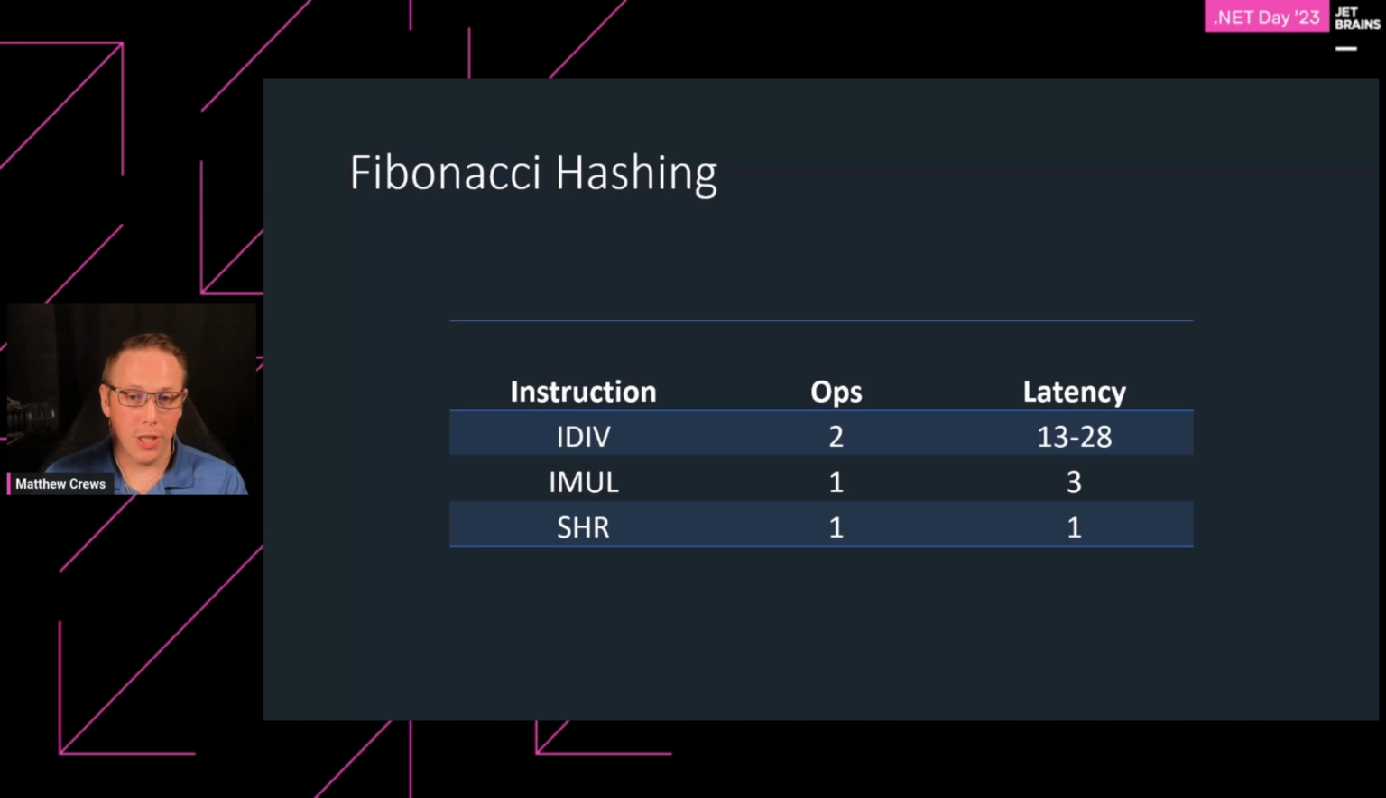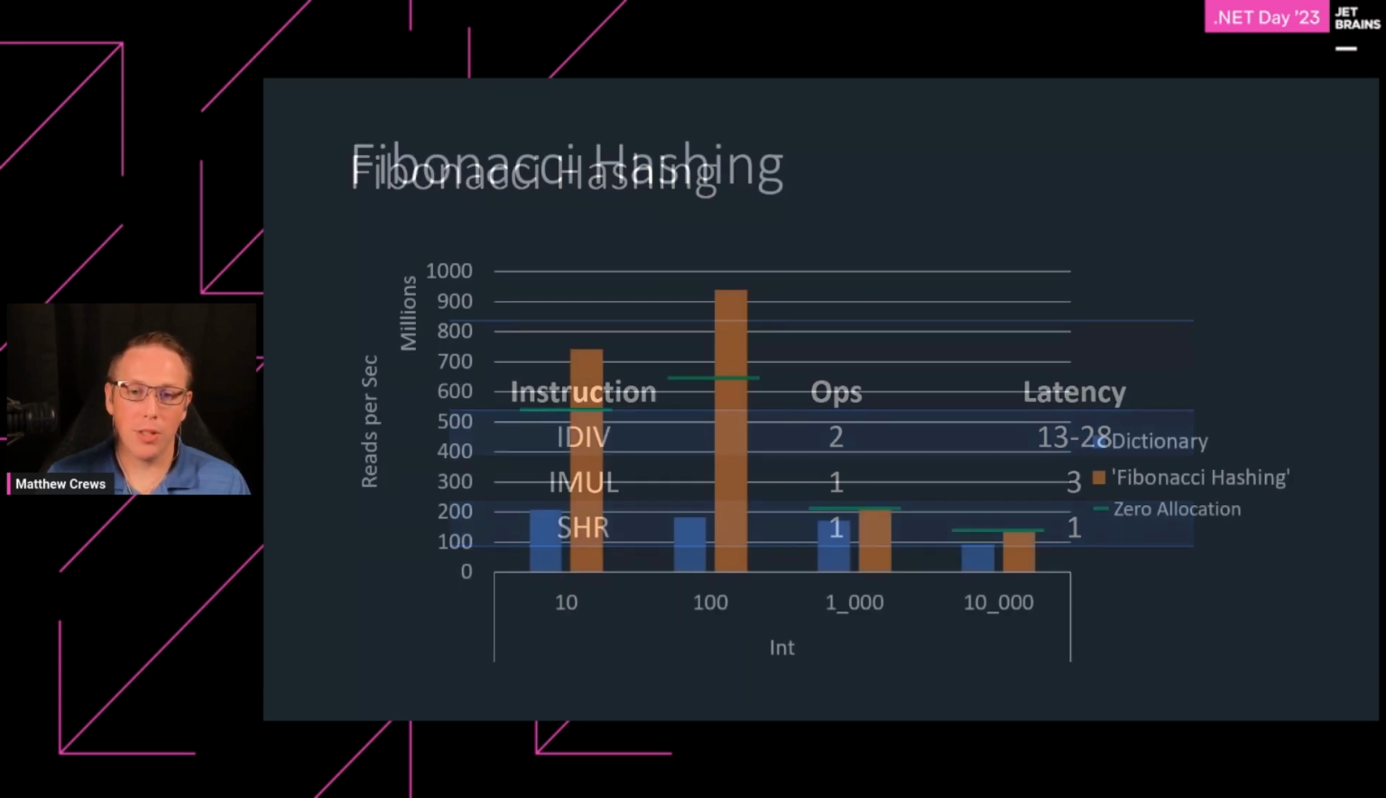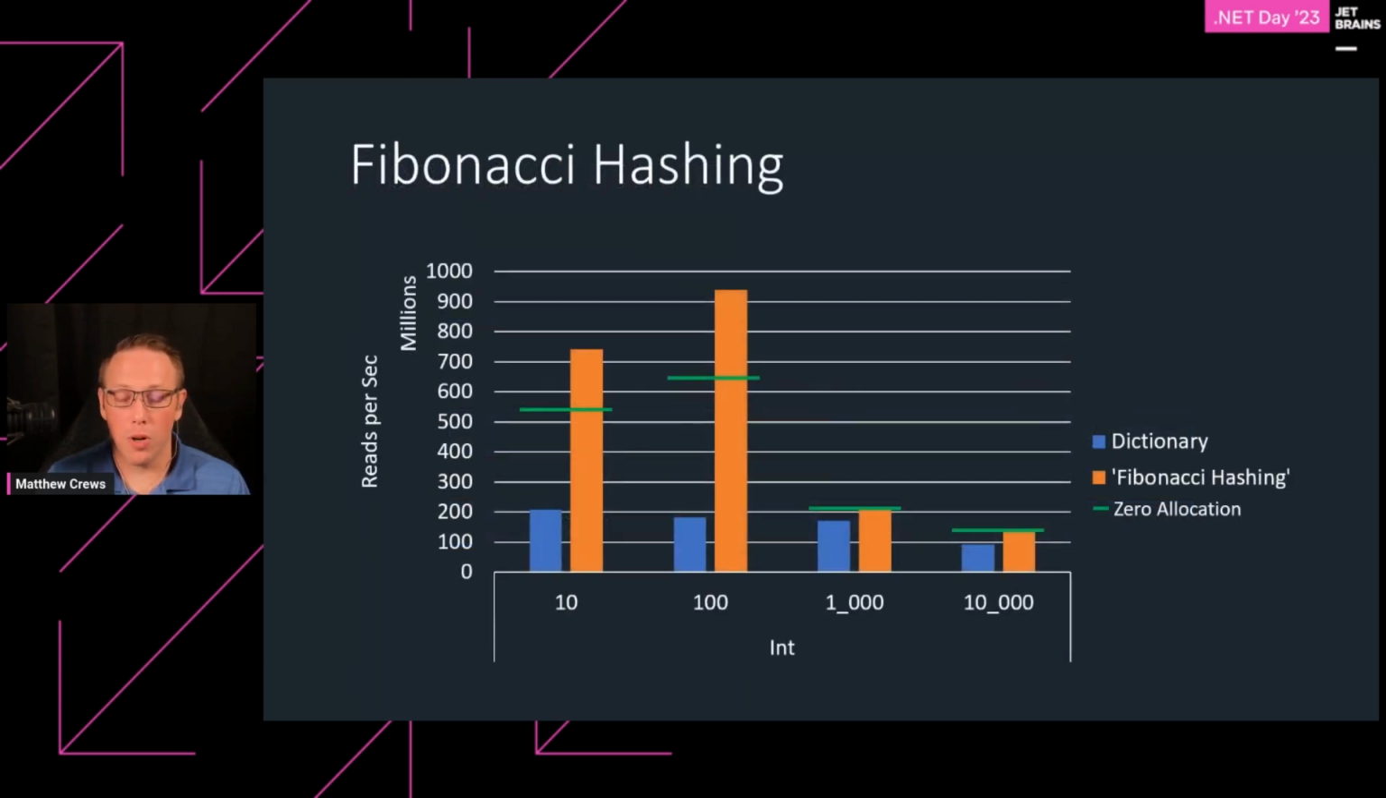Compare that to Fibonacci hashing, which uses the imul instruction and a shift right. Together, those are only 4 CPU instructions. So Fibonacci hashing is anywhere from 3 to 6 times faster for mapping a hash code to a bucket. So this optimization gives us another boost in performance.